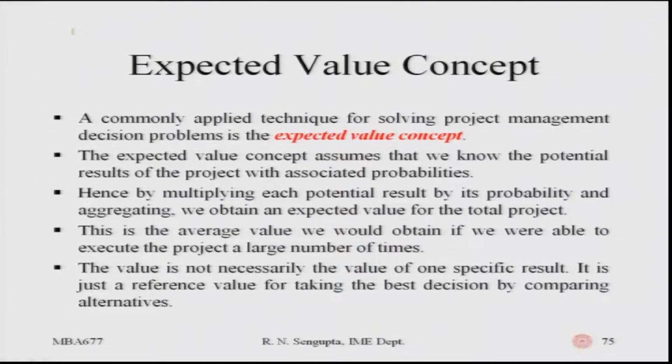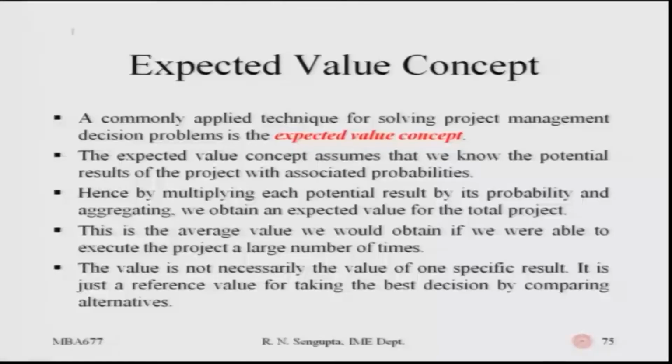Hence, by multiplying each potential result by its probability, if you remember the last example where the amount of rupees lost, that is 2000 rupees multiplied by the number of days multiplied by the probability, it would exactly mean what this point means. Hence, by multiplying each potential result by its probability and aggregating, we obtain the expected value of the total project, with dependent and independent structures being there or not there. So, obviously, the calculations will change.